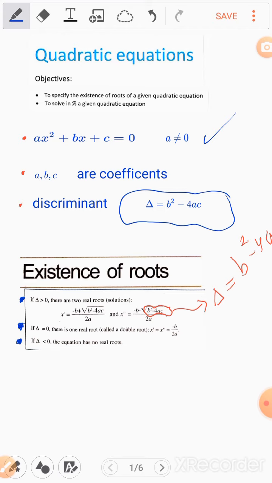If delta is positive, these two roots are x prime equal minus b plus radical delta, and x second equal minus b minus radical delta. Under the radical sign, b square minus 4ac is delta. And if delta is 0, one real root, which is a double root, x prime equal x second equal minus b over 2a. And if delta is negative, we have no real roots.